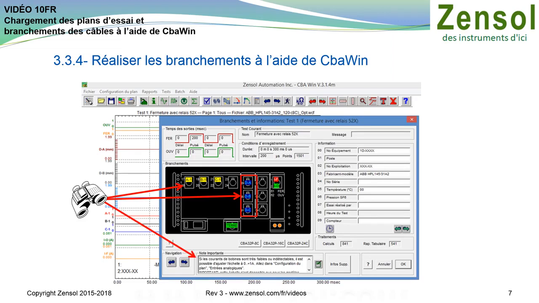At bottom left, the blue arrows darken and are used to view the configuration of subsequent tests. It's important to look at the tests you're going to run to check that they correspond to the circuit breaker's specifications. In the right-hand section, enter information about the circuit breaker, the high-voltage substation, the serial number, the location, and any other useful information.